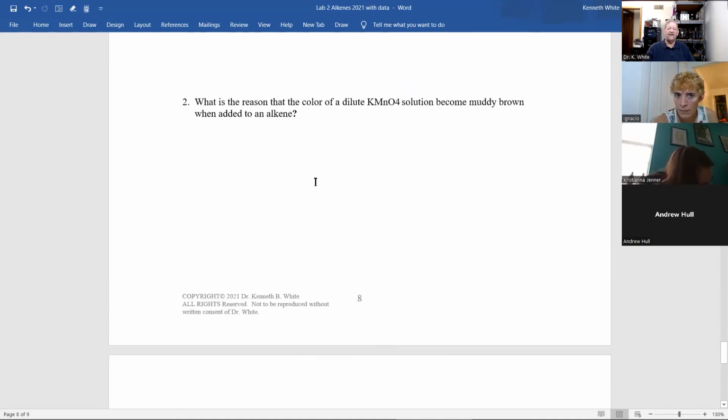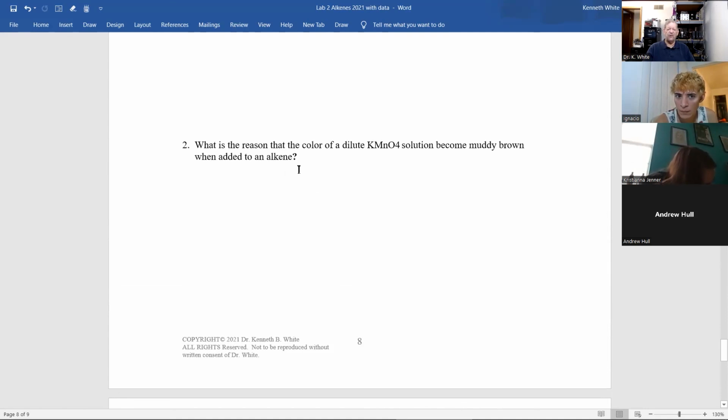And then here are some questions. What's the reason the color of dilute KMnO4 becomes muddy brown? And show it with a general reaction. Then go back and look at the video if you didn't take good notes.